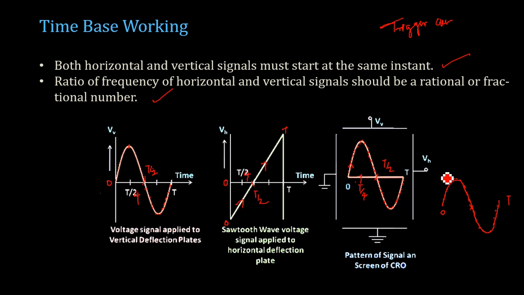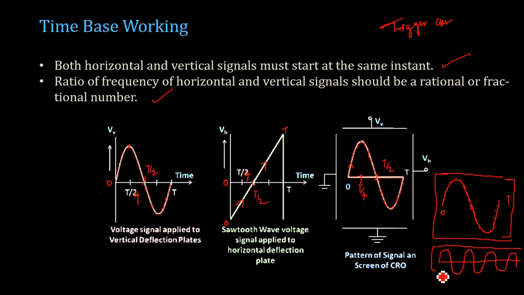So here on the screen, the entire screen displays a single signal. You also have the option of displaying multiple wave cycles on the same screen. That also can be done with the help of this particular sawtooth waveform, provided your frequencies are in a rational or fractional ratio of this particular vertical signal and the sawtooth waveform.